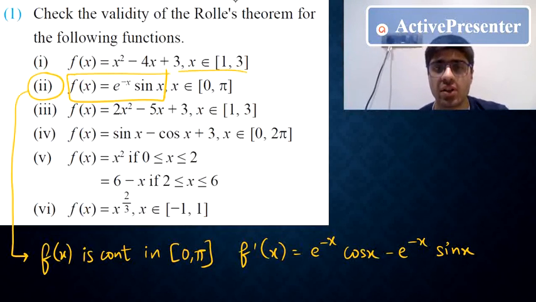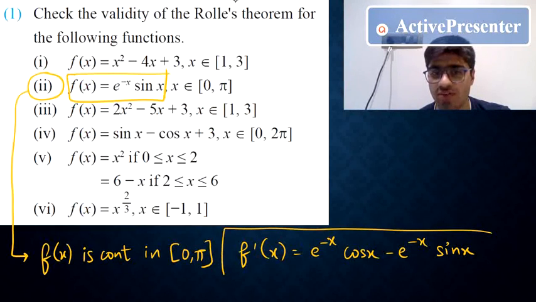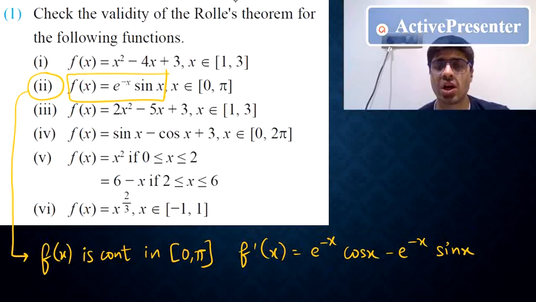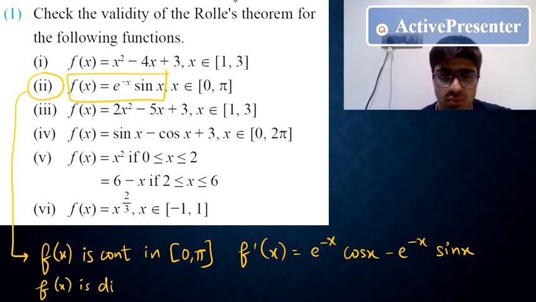For the given interval, that is 0 to pi, whatever value of x you take in the given interval, the function f dash x is also going to exist. So if f dash x is going to exist at every value of x in this interval, we will say that f dash x is existing, and that is why f of x is differentiable in that interval 0 to pi.